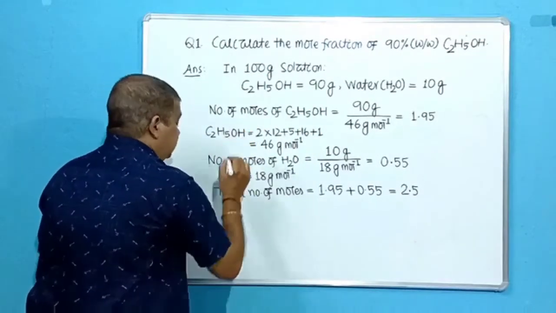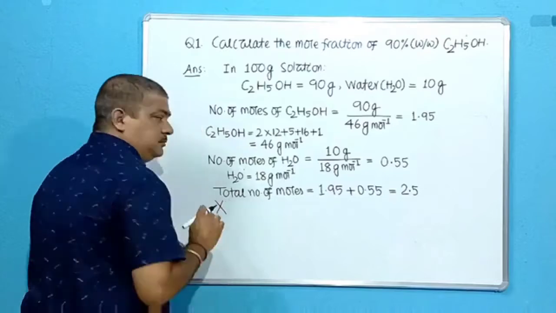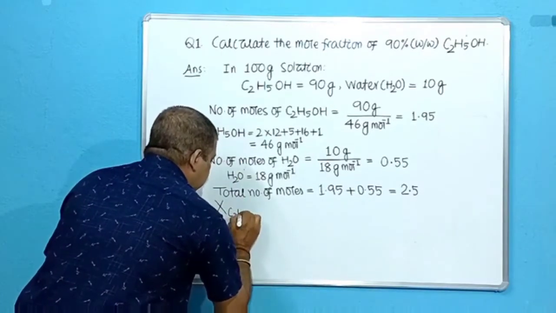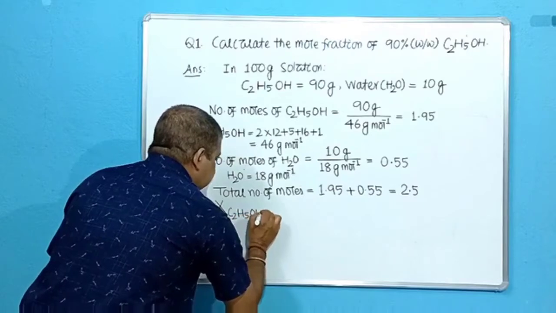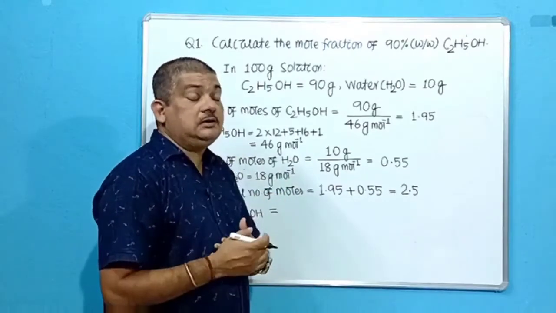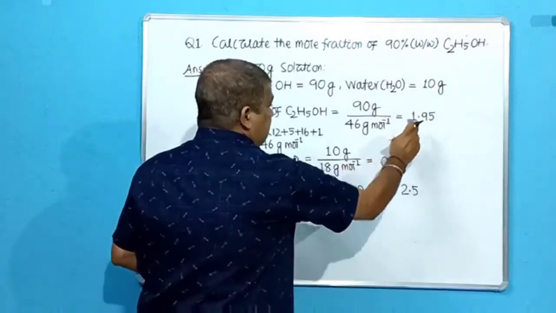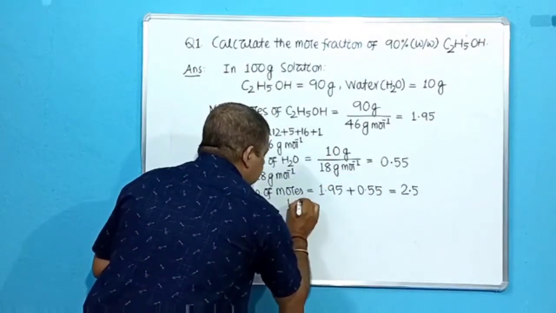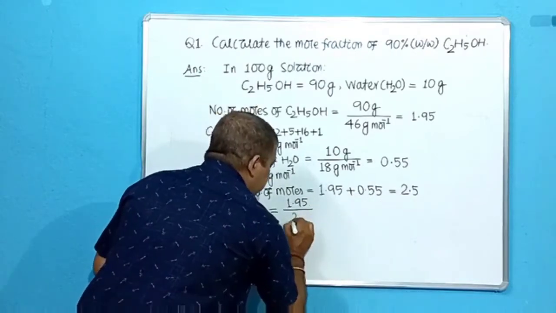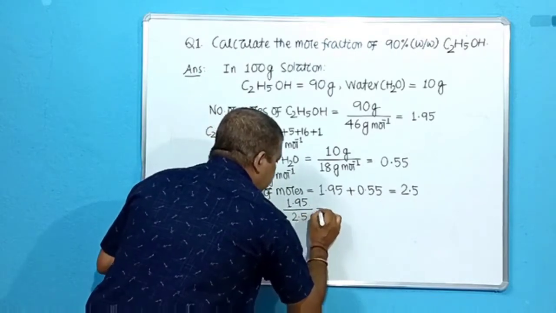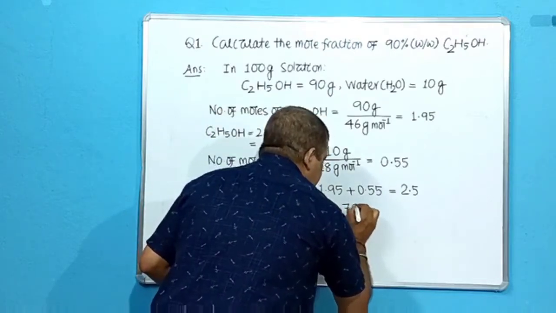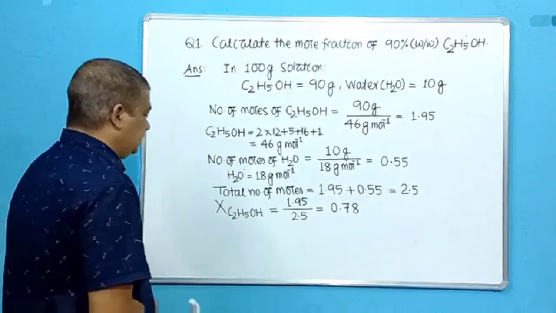Okay. Then the mole fraction of ethyl alcohol, we write like this. You can write mole fraction or you can use the symbol X. Mole fraction of ethyl alcohol, C2H5OH. How to find out? The number of moles of ethyl alcohol divided by the total number of moles. What is the number of moles of ethyl alcohol? 1.95 divided by the total number of moles, 2.5. It will be 0.78. So 0.78 is the mole fraction of ethyl alcohol.